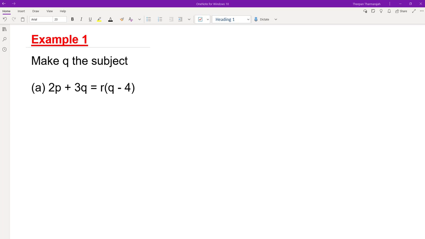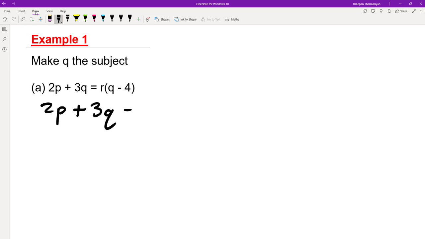In this video, we're going to look at changing the subject of a more difficult formula. So this example says we got 2p plus 3q equals r times q minus 4. So the first thing we've got to do is to multiply the bracket on the right hand side. So we get the following: 2p plus 3q equals rq minus 4r.